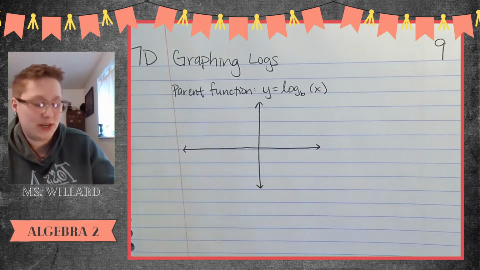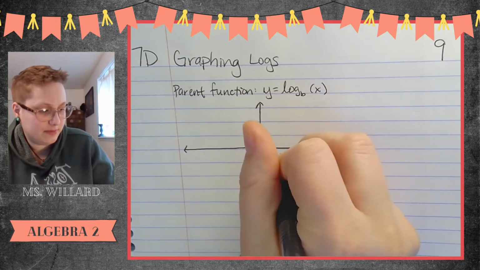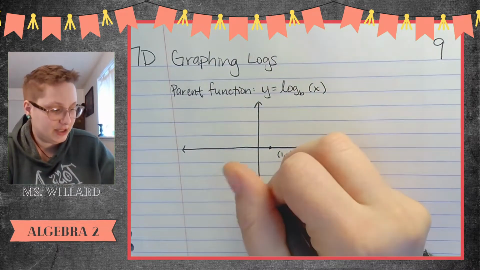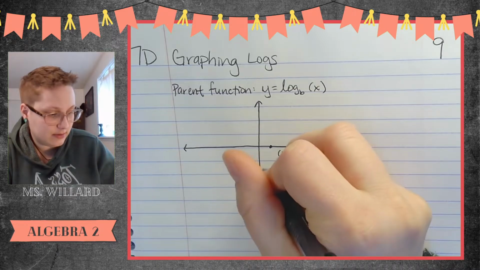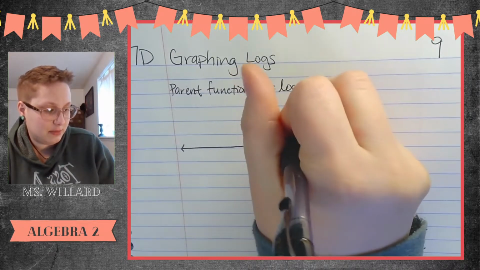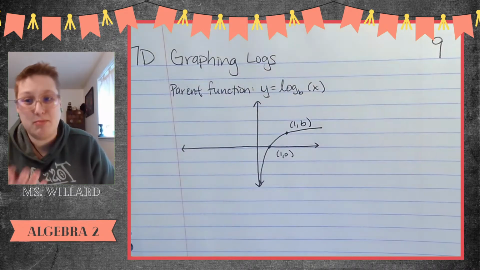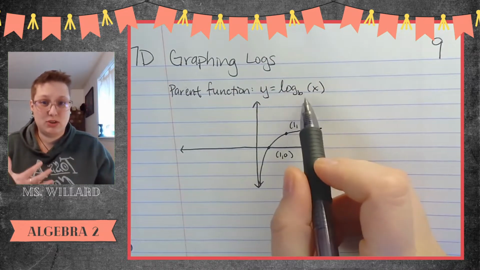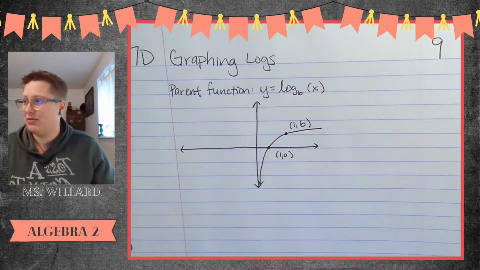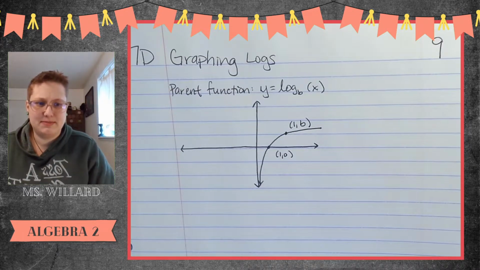So logs will always go through the point (1, 0), but what they do after that is up to the b. But in general, it's going to go flat. It's going to have an asymptote, and then it's going to go up here through the point 1, whatever the heck b is. So if it's log base 2, this would be the point (1, 2). If it's log base 7, it'd be through the point (1, 7).